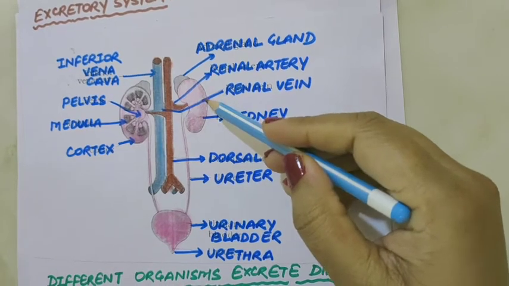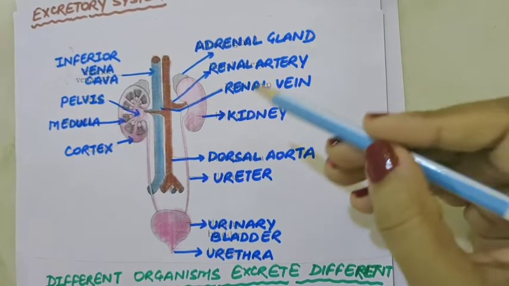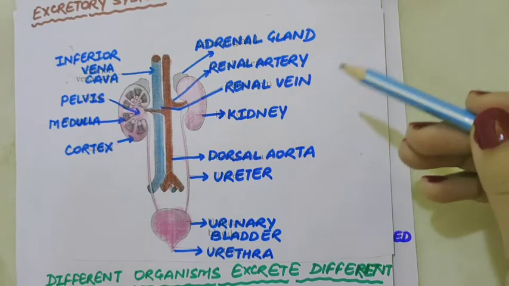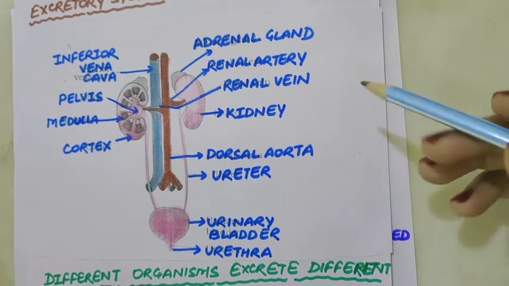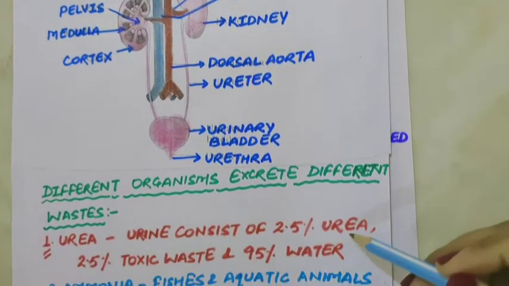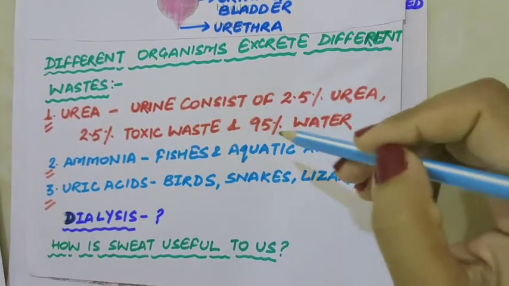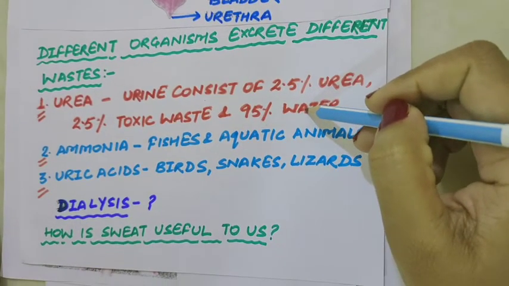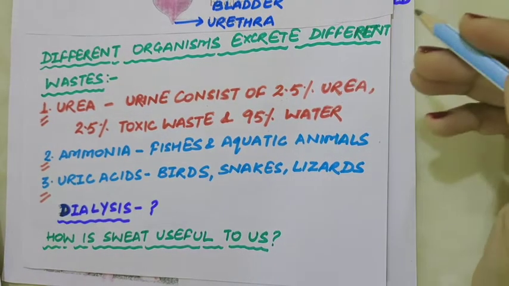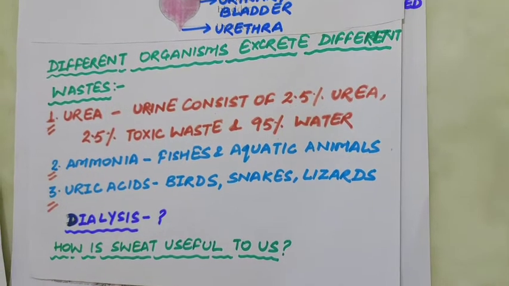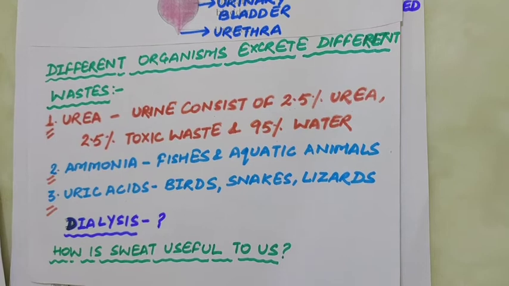The urea and other unwanted salt, when dissolved in water, forms a yellowish liquid waste called urine. It consists of 2.5% urea, 2.5% other waste, and 95% of water. An adult human being normally passes out 1 to 1.8 liters of urine per day.